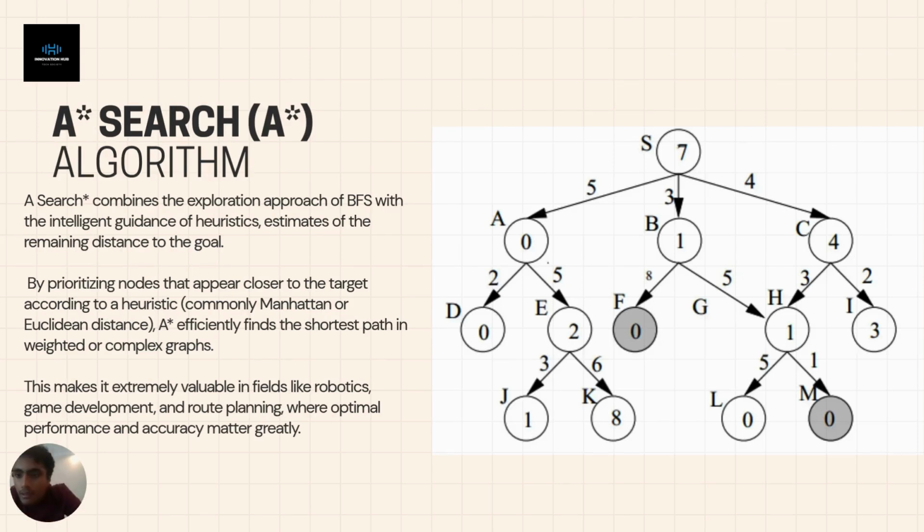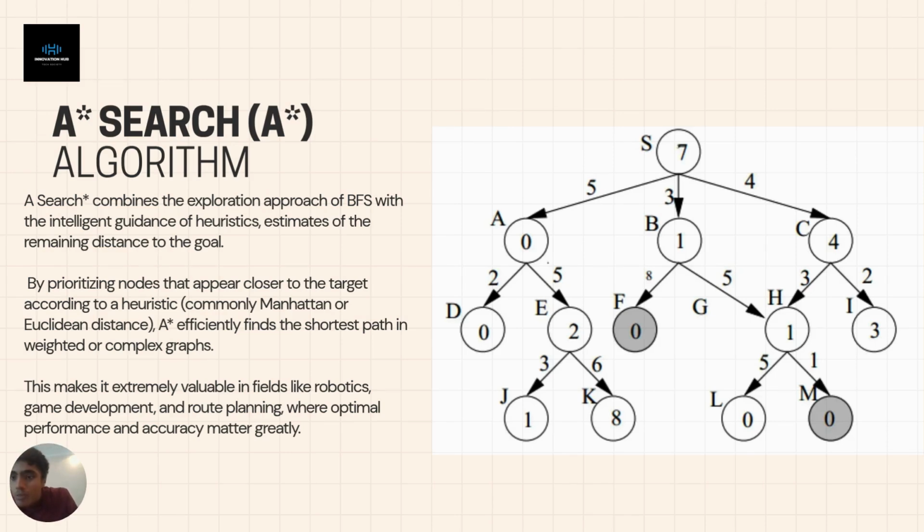This takes us to the A* search algorithm. This algorithm is used to find the most efficient path from a starting node to a goal node. Your starting node in this case is 7. Your goal node would be 0. It could be anything within this diagram.